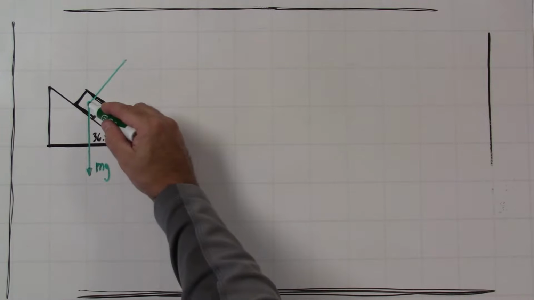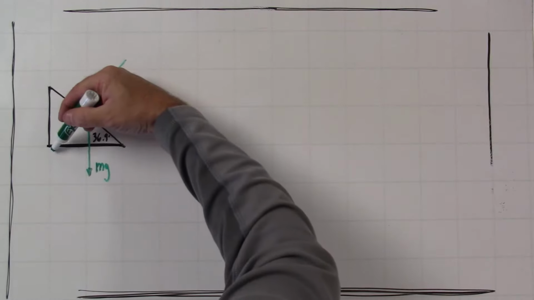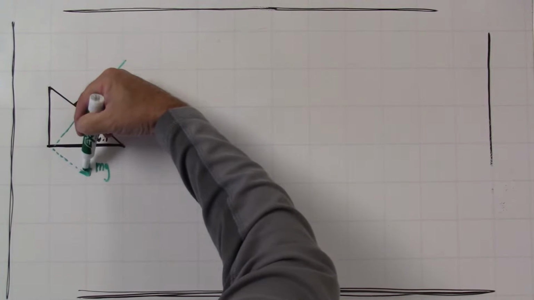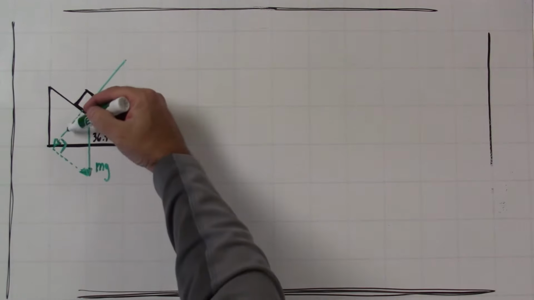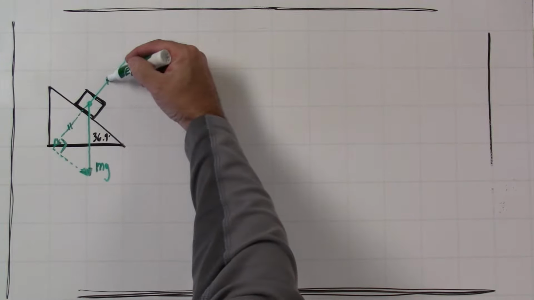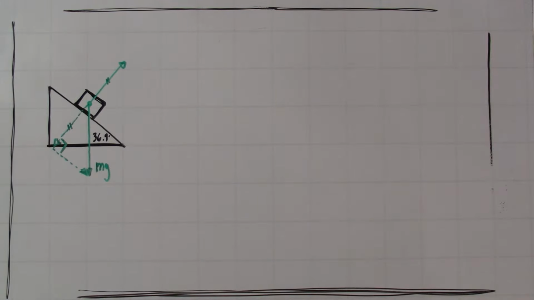Let's take the weight and break it up into its component parts. There's an into the ramp component and a down the ramp component. Okay. We know the normal force has to balance out the into the ramp component. Maybe it's a little long. There we go. And now what about the frictional force?